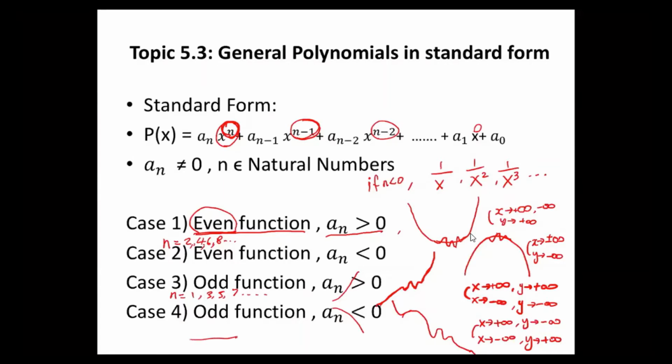Because if you think about it, there's a horizontal line, and if you have a shape like that, you have to cut it at least once, right? Okay, so odd functions cut the x-axis at least one time. So I think this is a general big picture of general polynomials, and it's enough information for you.